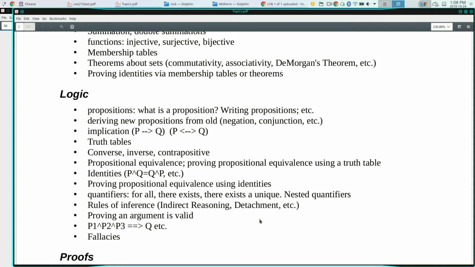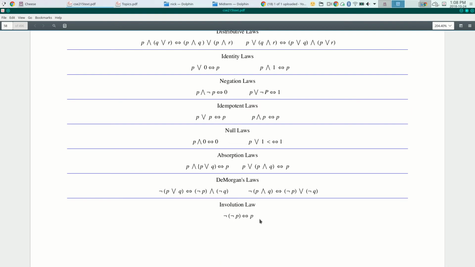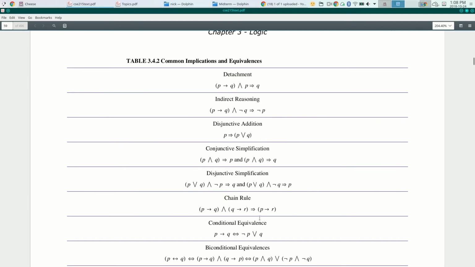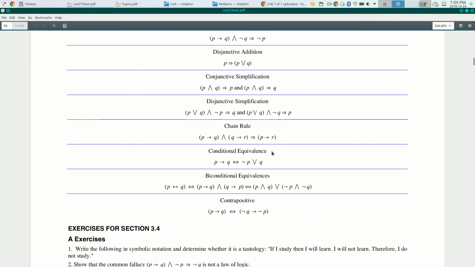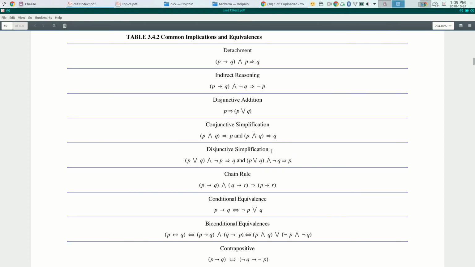So quantifiers, rules of inference. So this is leading us into proof. So again, page 59 of the text, we've got all our rules of inference: detachment or direct reasoning, indirect reasoning, disjunctive addition, conjunctive simplification, etc. And these are ways that we can say, okay, if we have this thing on the left, that implies this thing on the right. Okay, they're not equivalent.